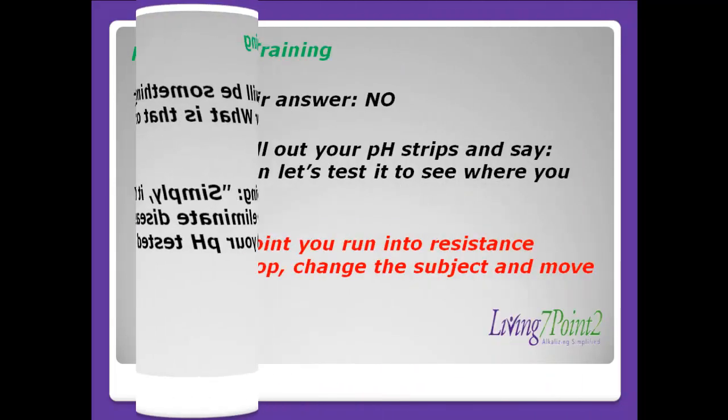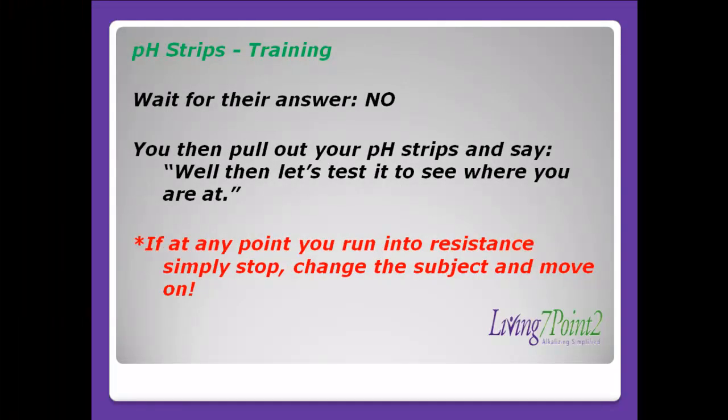Wait for their answer of no. You then pull out your pH strips and say, "Well then, let's test it to see where you are at." We would like to note that if at any point you run into resistance, simply stop, change the subject, and move on. Don't sit and argue with somebody. Don't try to convince them of alkalinity. If they're not open to listening to what you have to say and learning more, move on. There are millions of people out there that want to know more and will want your help.